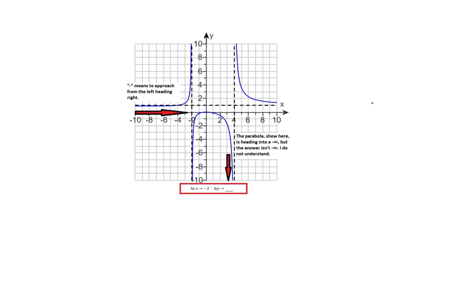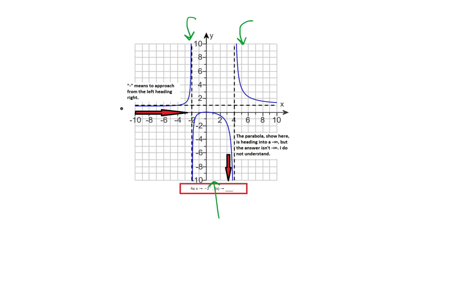So first we have a graph, and notice that the graph has three different sections. We have this section here, which is on the left side. We have this section, which is on the right side. And then we have this parabola here, which is in the middle of the graph. So each section of the graph is drawn between asymptotes.